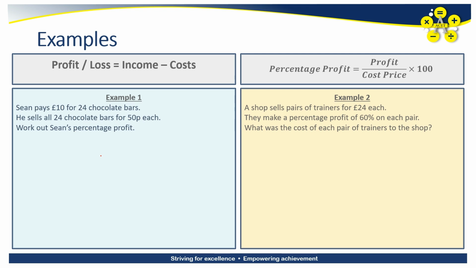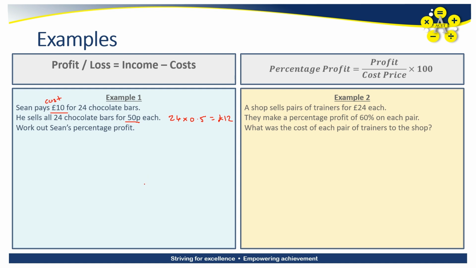So I've got a couple of examples here to go through with you. Sean pays £10 for 24 chocolate bars. He sells all of them for 50p each, and we want to work out Sean's percentage profit. So some key bits here to consider. His cost price was this £10. That's the cost, that's how much he spent. But he sells them all for 50p each. So he's going to get income 24 lots of 50p. So I'm going to go 0.5 or 0.50, which means he's going to make £12.